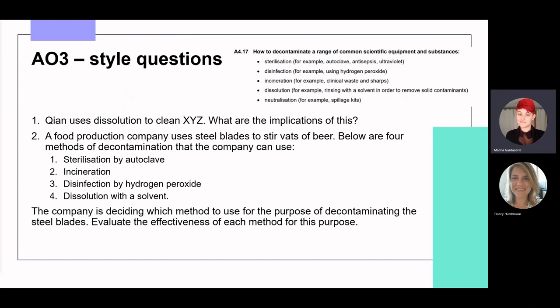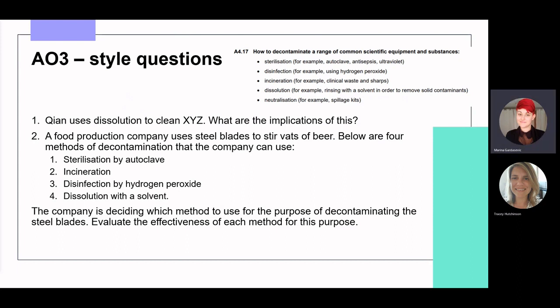So you could either give an example where it's a good choice and say this is appropriate because, or maybe where it's a bad choice, where it's inappropriate, like using incineration to clean reusable metal forceps. And getting those students to analyze and evaluate to gain those higher style marks.